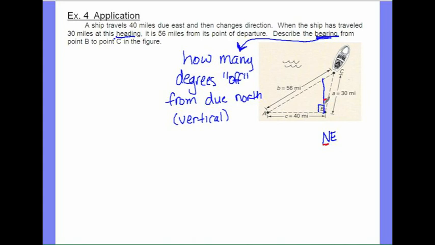So we're going to find this whole angle, and then I'm going to subtract 90 from it so I can find just this part, to find out how far off from due north they are going, because they didn't go straight 90 degrees, they veered off a little bit from going north. So I hope that helps explain the bearing just a little bit, and that's how we're going to approach this one.